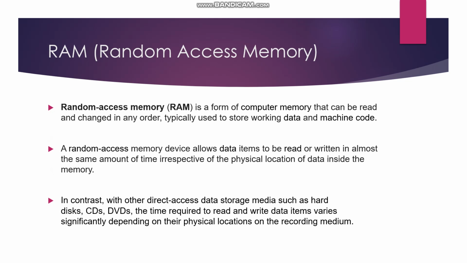Let us know what RAM is. RAM is random access memory. It is the form of computer memory that can be read and changed in any order, typically used to store working data and machine code. A random access memory device allows data items to be read or written in almost the same amount of time irrespective of the physical location of the data inside the memory.